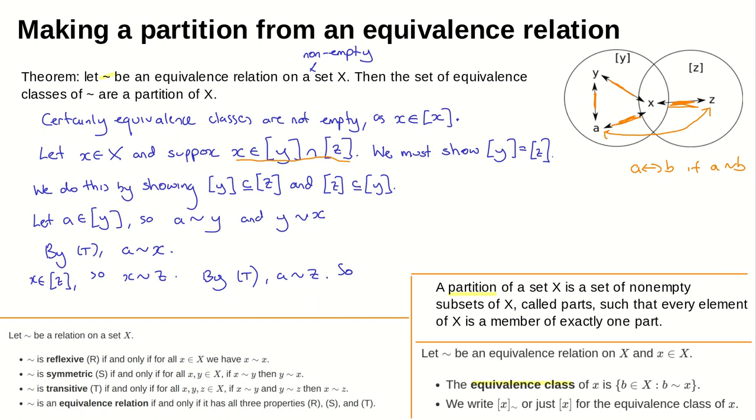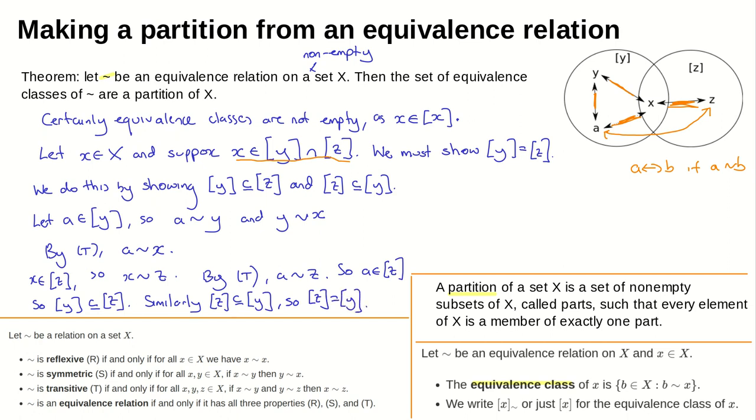So we've shown that every element of the equivalence class of y is related to z, so the class of y is contained in the class of z. Right, but the exact same argument with y and z swapped would show that the equivalence class of z was a subset of the equivalence class of y, so the equivalence classes of z and y are equal.